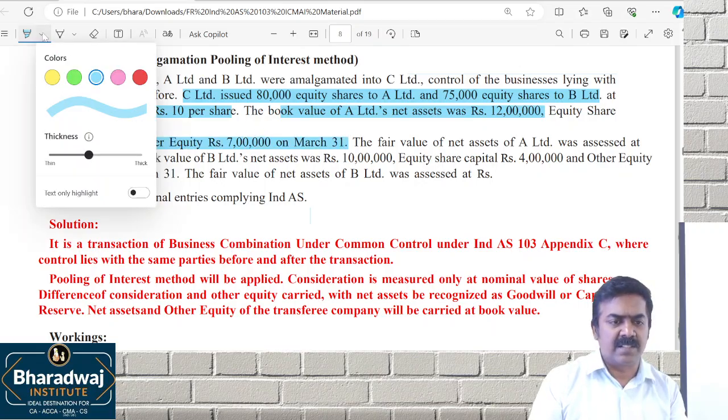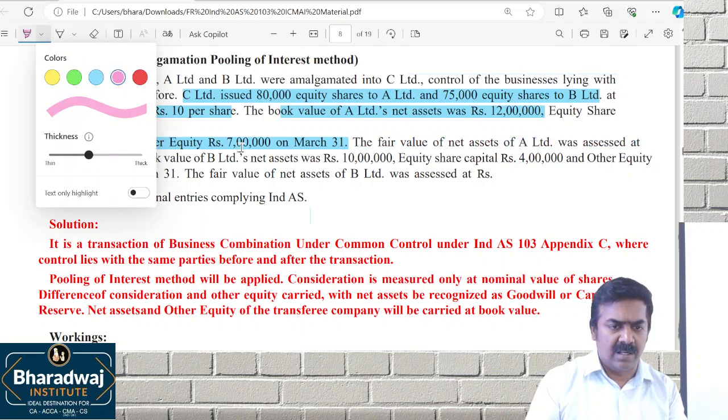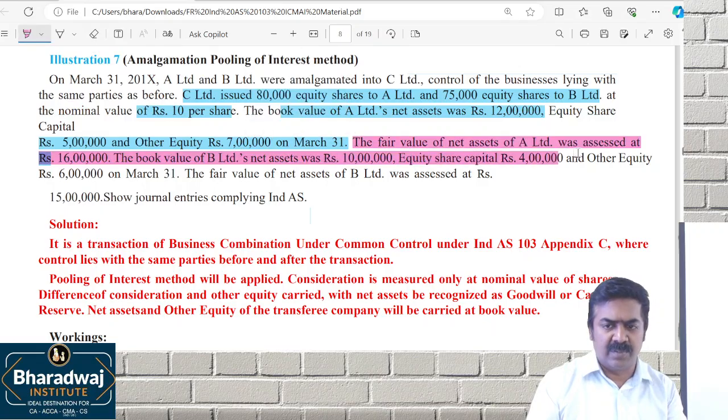What is given to us next? Fair value of net assets of which company is given? A Limited is given to us. Is it relevant? No. Fair value is irrelevant. The fair value of net assets is not relevant for solving.